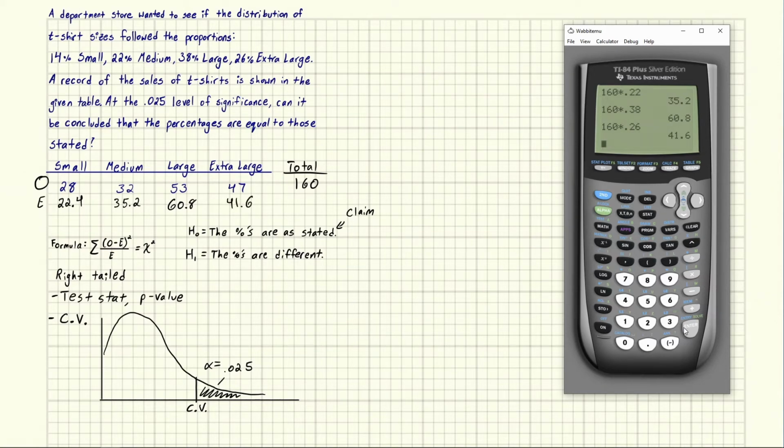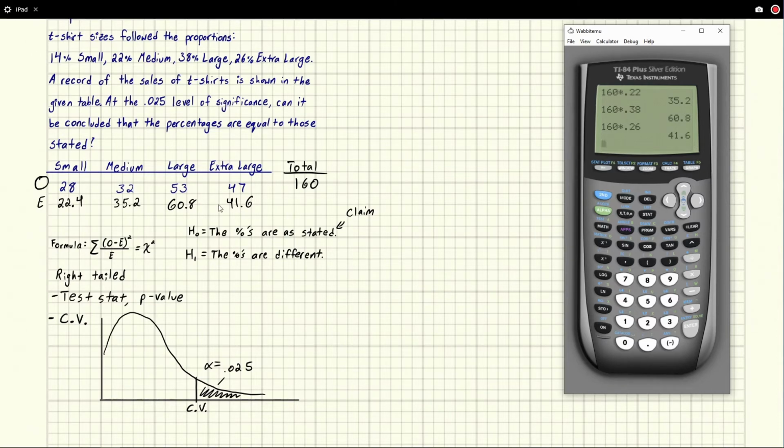41.6. Now, it might seem strange that there are decimals here, but we're doing some theoretical math, so it's actually okay that we have decimals. We're just checking something using math. In real life, we would never have 22.4 sales of a small t-shirt. That would be like a ripped up shirt or something. That would be weird. But for the theoretical math, totally okay.